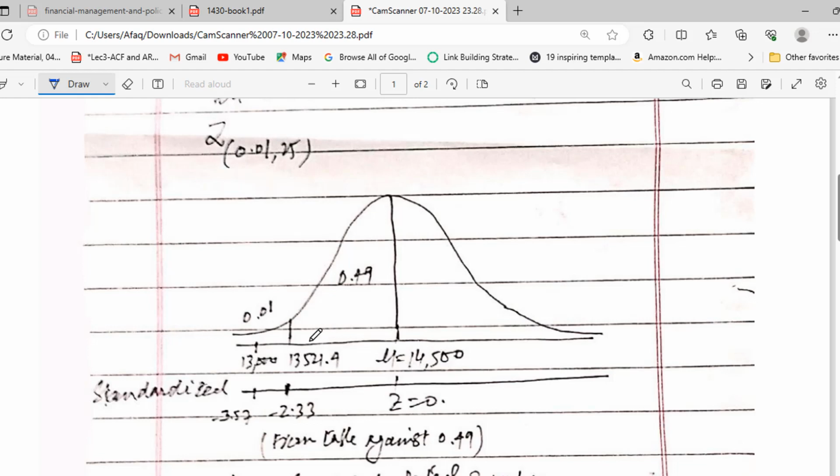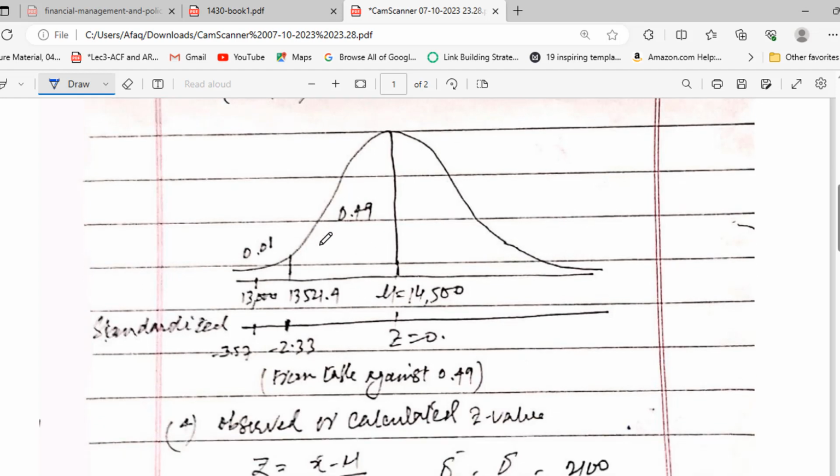From that point, for the 0.01 level of significance, 0.5 minus 0.01 is equal to 0.49. When you go to the Z table and search for the area 0.49, you will get the value 2.33. The negative sign is just attached to this figure to show that it lies on the left side of the normal curve. Nothing else. So from the table we get 0.49 and minus 2.33.